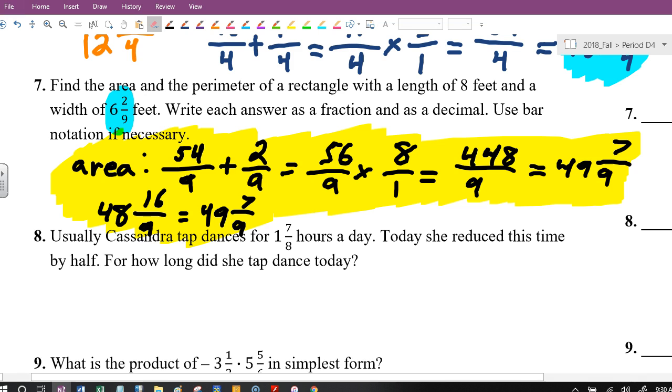Oh, right, that's right, as a decimal. Oops. Let's do that. So 49.7 with a line over it. Cool. Thank you.